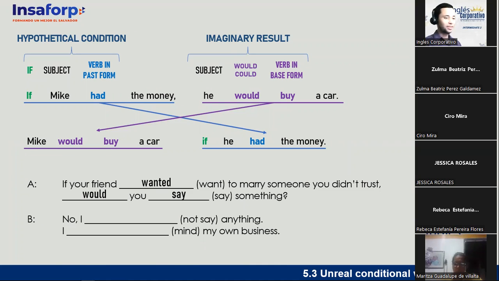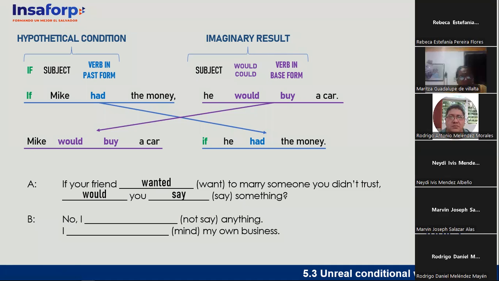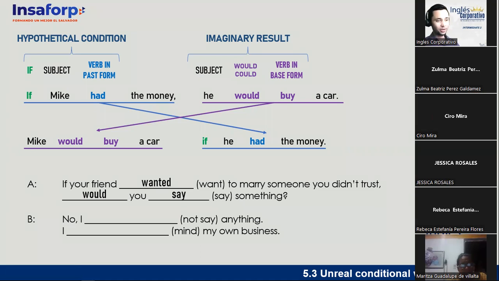It's easy. Let's do it. Let's try. Sin miedo al éxito, vamos. Let's see. I have Maritza, Marvin, Rodrigo, Daniel. Okay. Who wants to participate? Anybody can participate. Cualquiera puede participar. No hay problema. Veamos. What about letter B? This is conversation 4. We have one more.